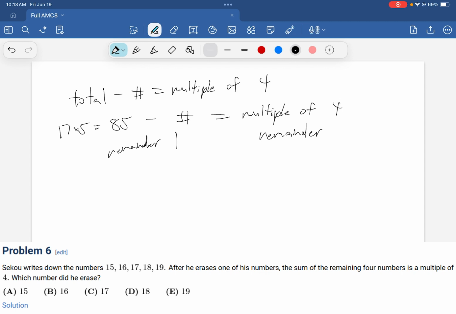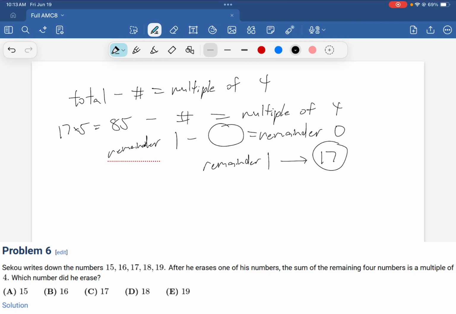Has a remainder of 0 by definition. So this number here is also going to have a remainder of 1. So we want to find a number that's a remainder of 1, and in these 5 numbers, only 17 has a remainder of 1. So the answer is 17.